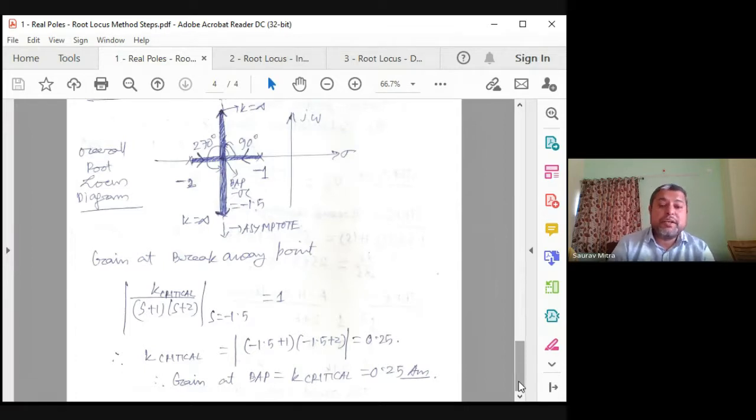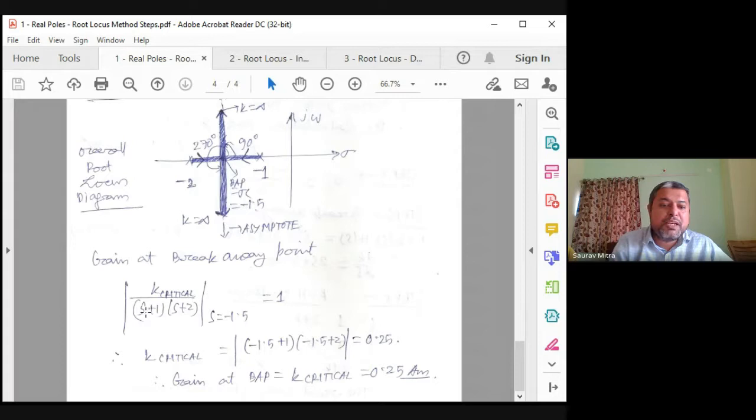We are trying to find out what the gain k is when the breakaway point is occurring. Generally G(s)H(s) is given by K divided by s plus 1, s plus 2, and the breakaway point occurs at s equal to minus 1.5. So this is the formula: mod of G(s)H(s) equal to 1. There you have to substitute the breakaway point. From step 6 we found that the breakaway point is at s equal to minus 1.5. Substitute that value of s in K critical divided by s plus 1, s plus 2. That means in this s you substitute minus 1.5, and in this s also minus 1.5.